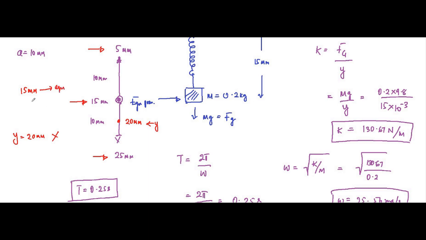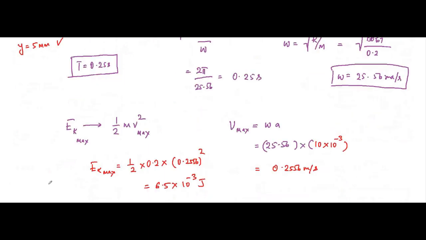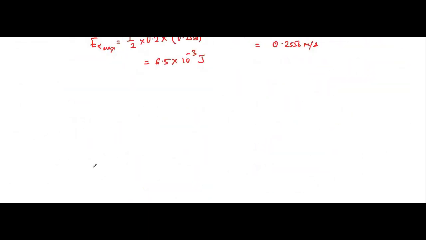From there it is 20 millimeter, that is plus 5 millimeter. From the equilibrium it has moved 5 millimeter downwards to reach 20 millimeter. So here we will take y equal to 5 millimeter, not 20 millimeter, to find the potential energy and kinetic energy.